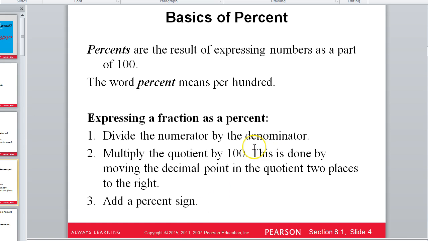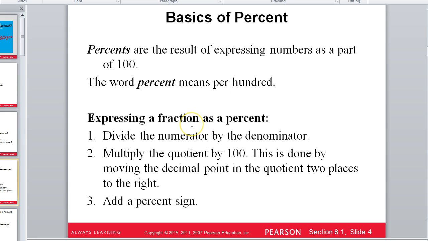Alright, the very basics of percents. Percent means parts of 100. Percent means per 100. The cent, think like there's 100 cents, 100 pennies in a dollar. Cents like century, 100 years. So per cent means per 100.